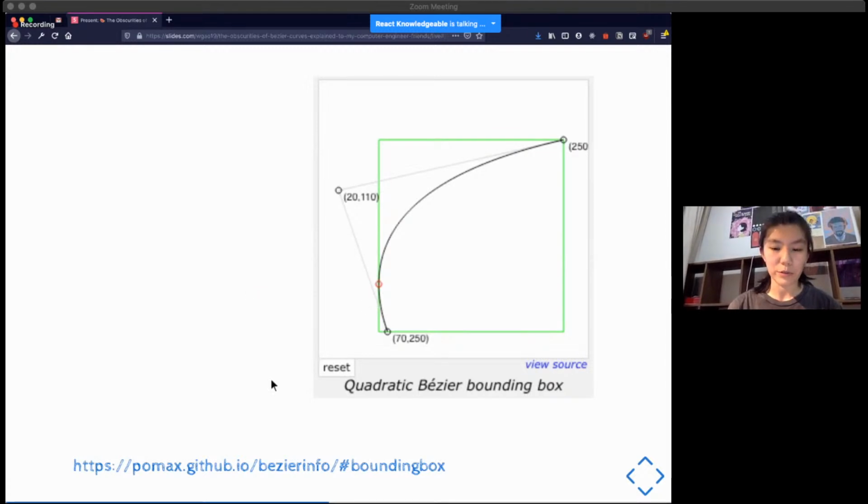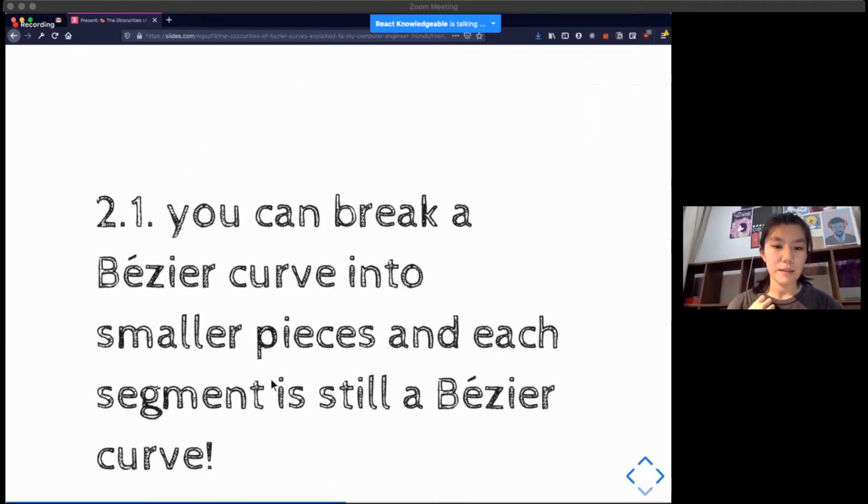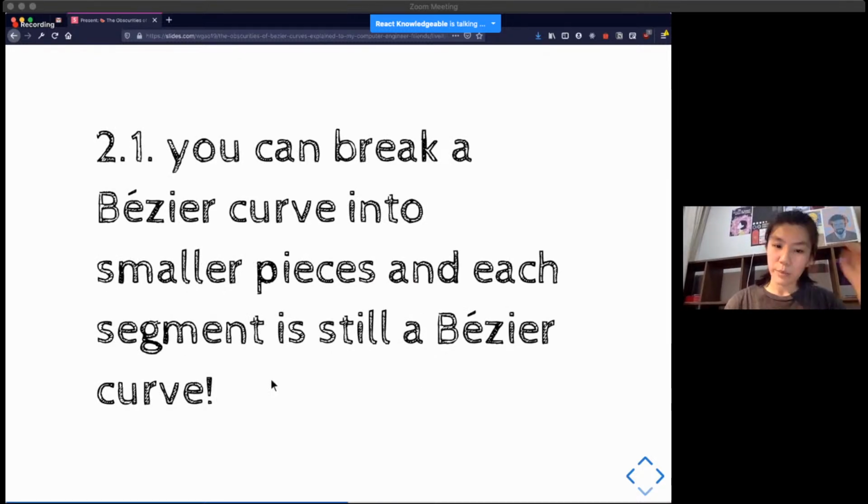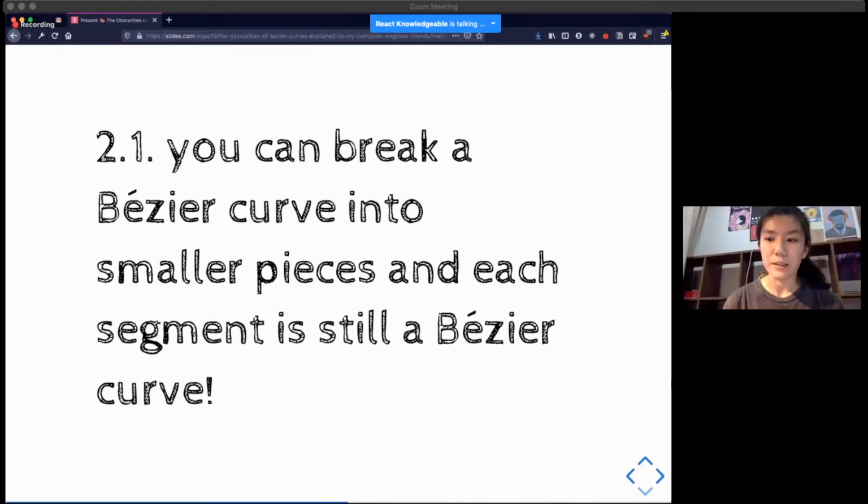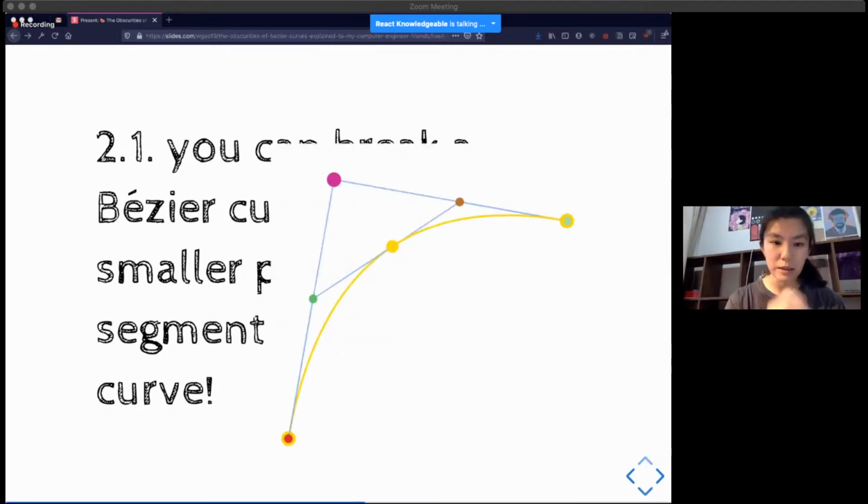And then second, you can break a Bézier curve into smaller pieces. And guess what? Each of those smaller pieces will still be a Bézier curve. So what is the geometric picture that you will be seeing? What happens is you can find a T, and if you fix that T, does the first half as well as the second half still look like a Bézier curve to you?